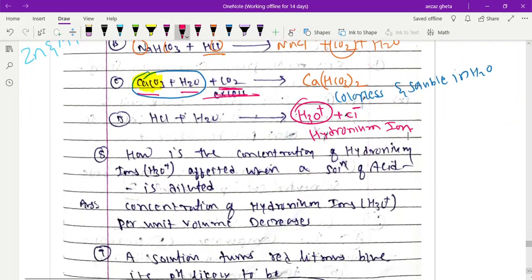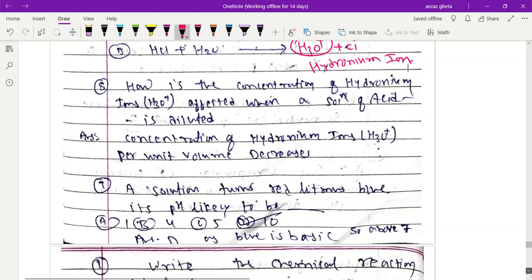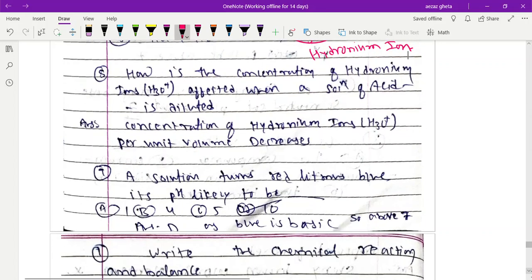How is the concentration of hydronium ion affected when a solution of acid is diluted? Obviously, if you dilute, then the concentration of hydronium ion will decrease per unit volume. Okay, total concentration will not decrease. Per unit volume, the concentration of hydronium ion will decrease.